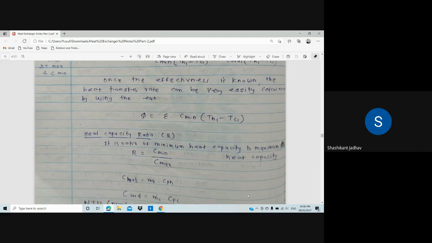equal to epsilon into C minimum into bracket TH1 minus TC1. Okay, so all of you write down this equation.